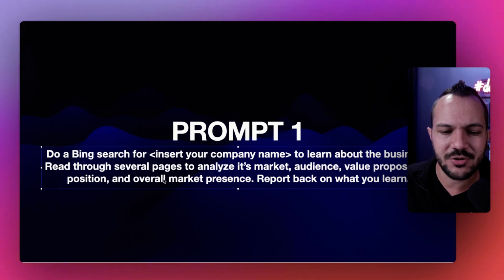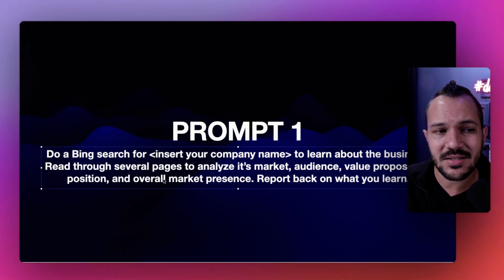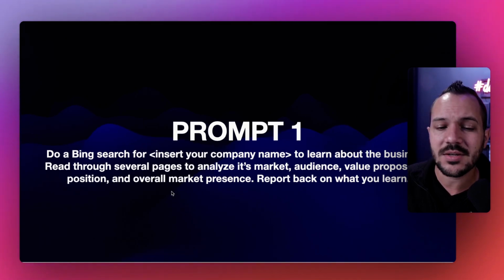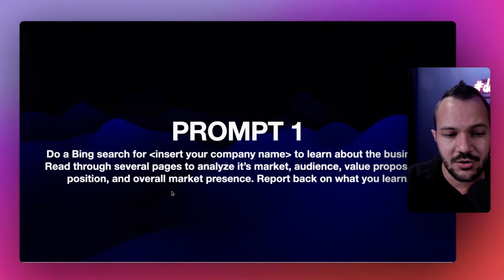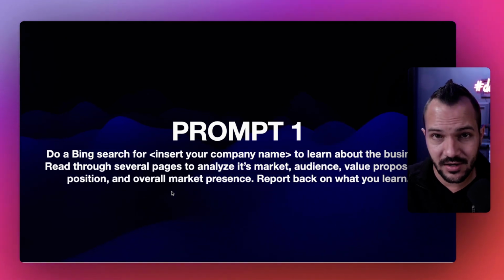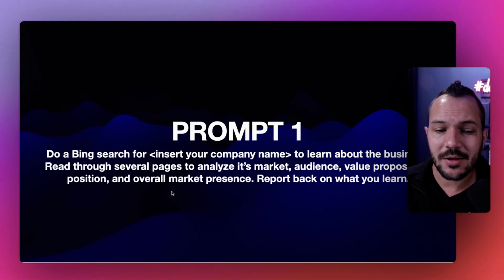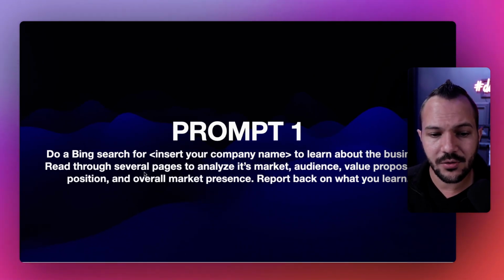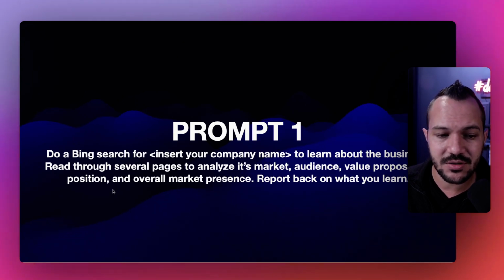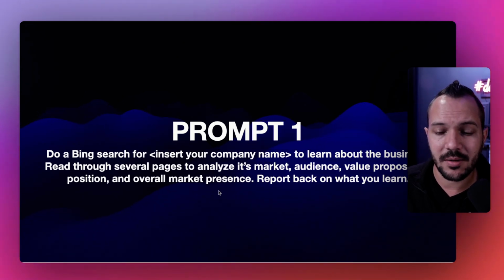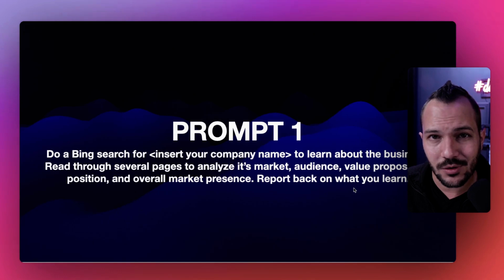The thing that ChatGPT really needs to know is context for your company. So do this prompt. Tell ChatGPT exactly this: Do a Bing search for, and insert your company name, to learn about the business. Read through several pages to analyze its market, audience, value proposition, position, and overall market presence. Report back on what you learn.